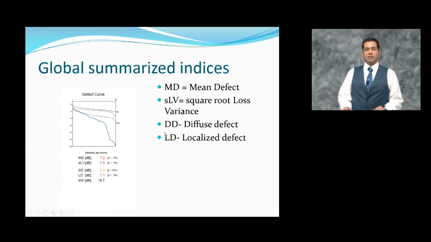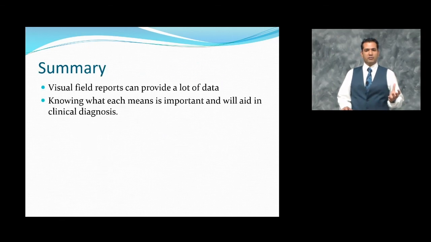The diffuse defect is a number representation of the Bebie curve that we are seeing, and if it's significant, p will be less than 5%. The localized defect is the same: if the number we are getting here is significant, p will be less than 5%. MS represents the mean sensitivity, that is, how well the person sees, in decibels, over the overall visual field. Visual field reports can provide a lot of data, but knowing what each of these data points means can be very important, make things less overwhelming, and aid your clinical diagnosis. Thank you very much.